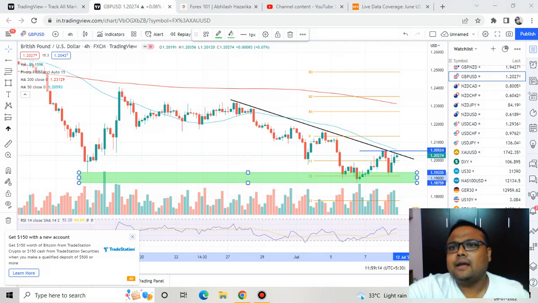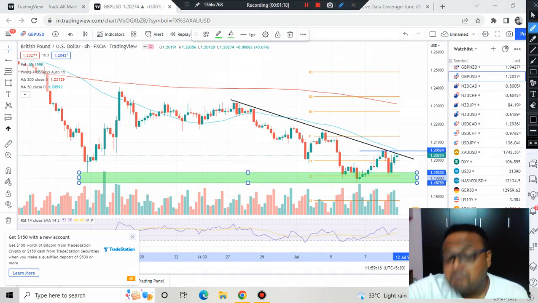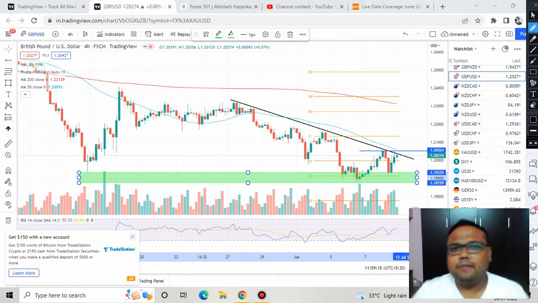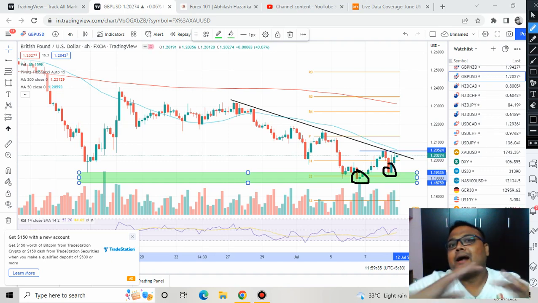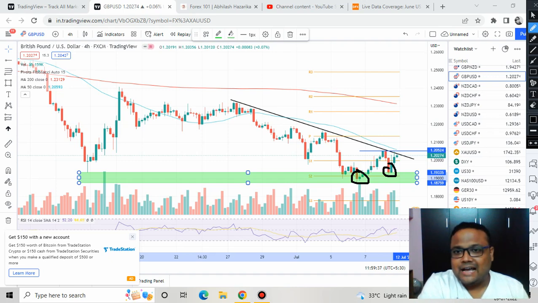So if the market reverses on Monday from this particular level because of the 50 moving average and the trend line, we can take a sell position. But we must be careful, because when the market bounced from the support zone, you can see that it formed a higher low here. It means that the market did not break the previous high.